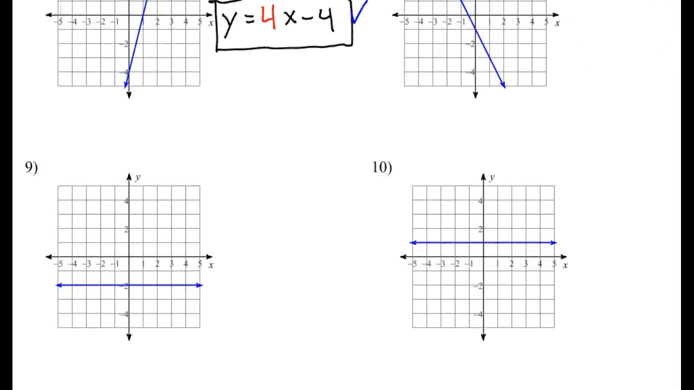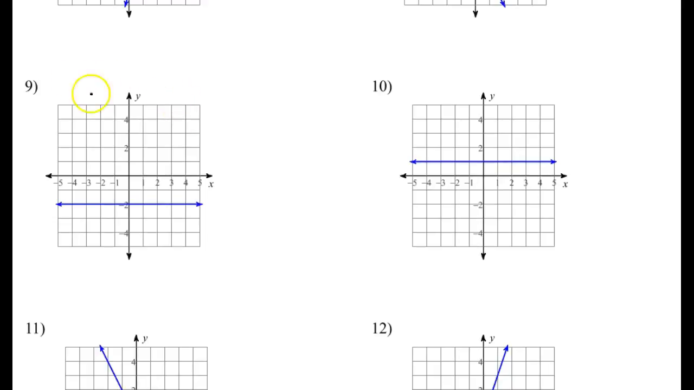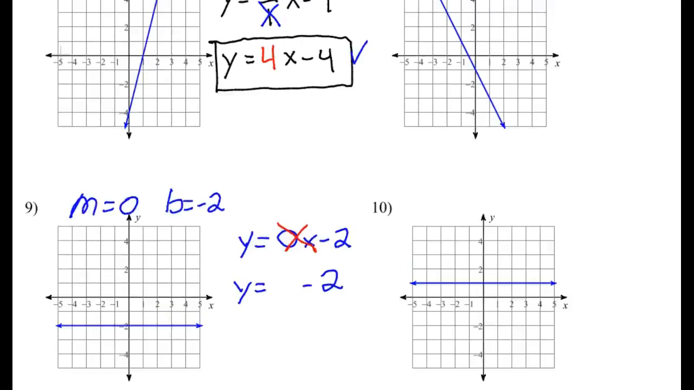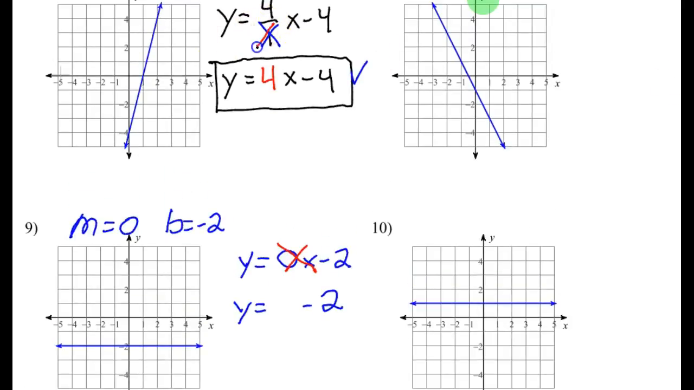Similar, number 9. We have a slope that is 0 and a y-intercept that is -2. However, you have never been asked to graph 0x minus 2. Right? It's always given to you as just y equals -2. So here's yet again something that you need to leave off. If there's a 1 underneath, like the slope here, leave that off.